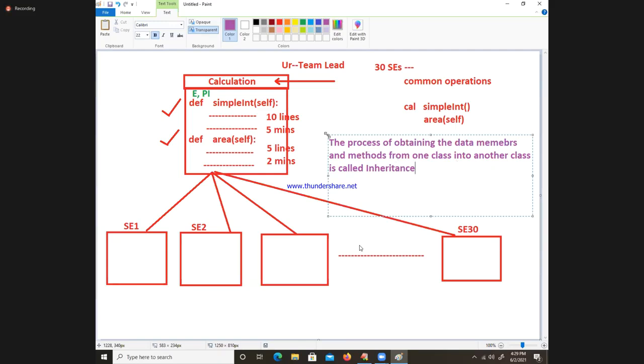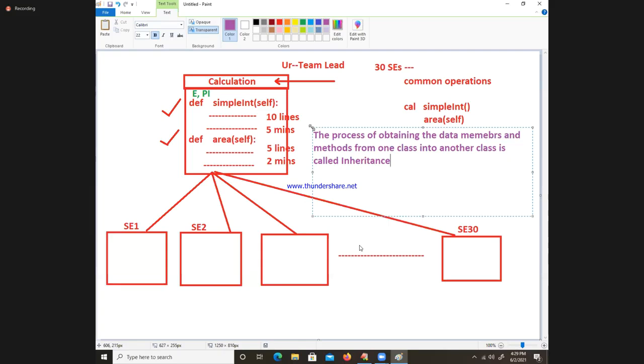Please forget whatever knowledge you have about inheritance. Now, tell me, all of you. Are you understanding? Can you confirm once again, please? The process of obtaining the data members from one class into another class is called what? Inheritance. If you permit me, next I will write it.